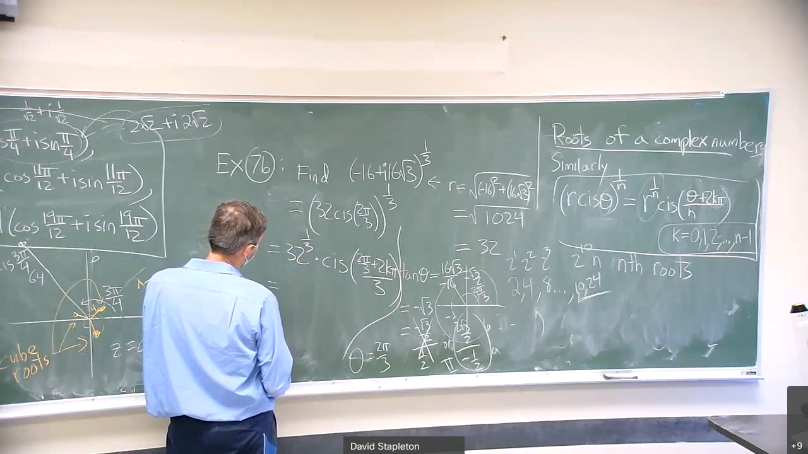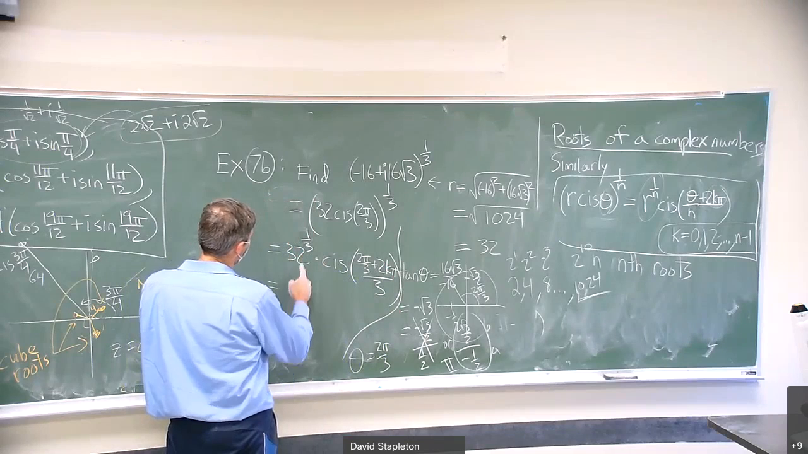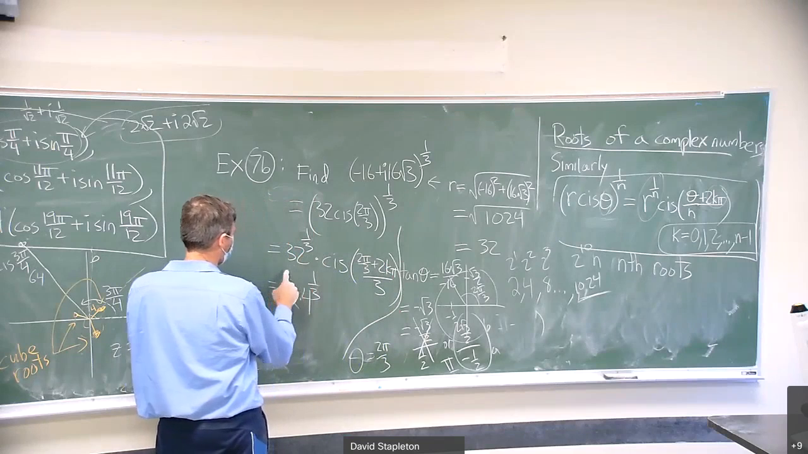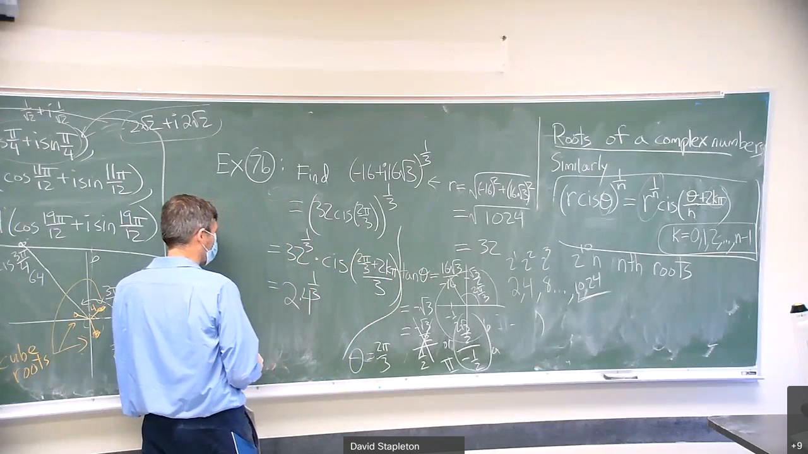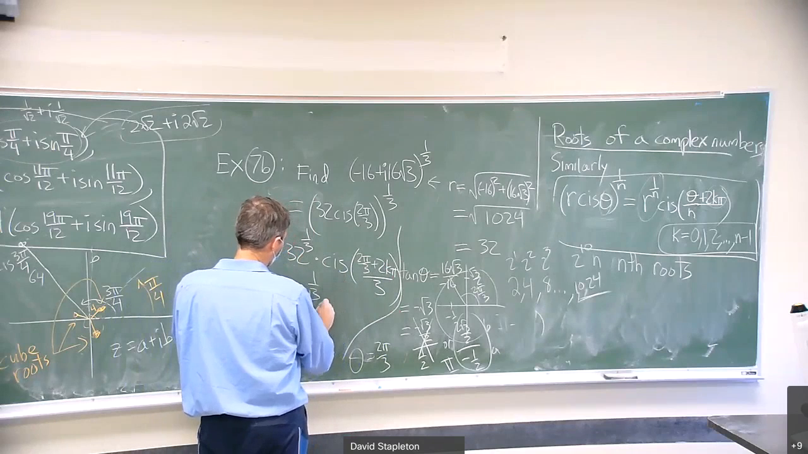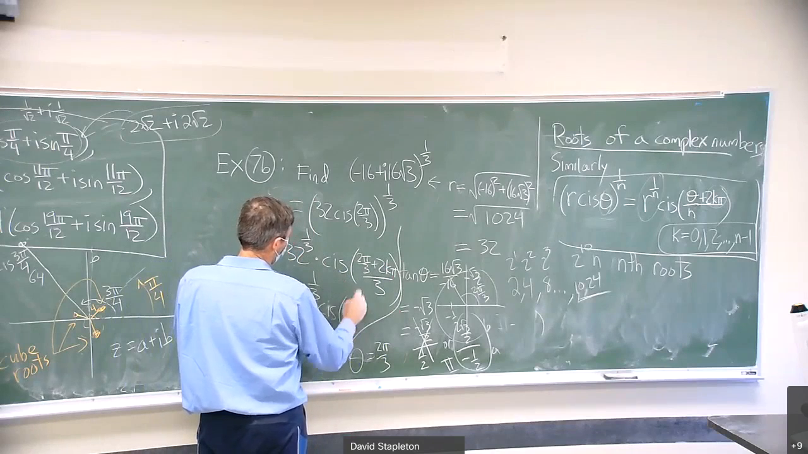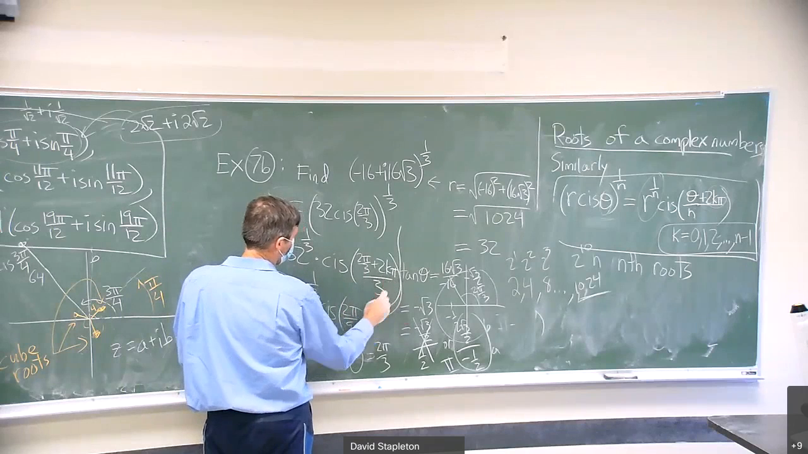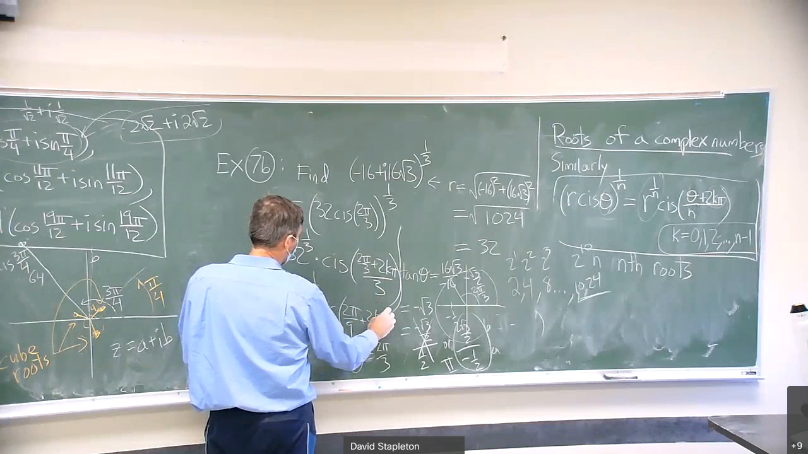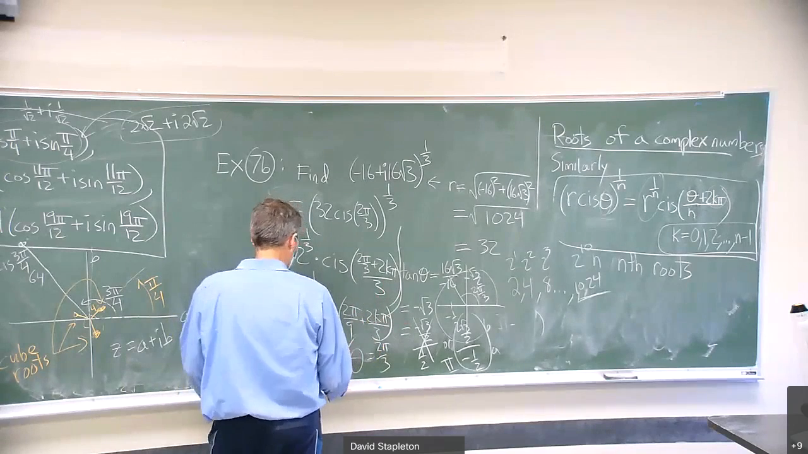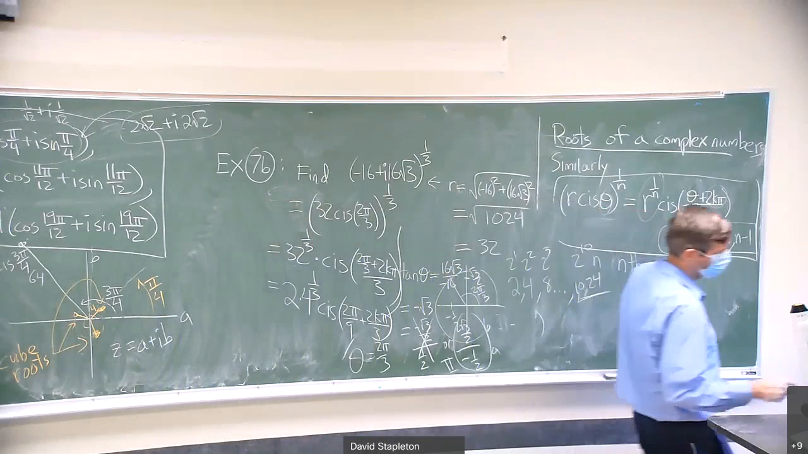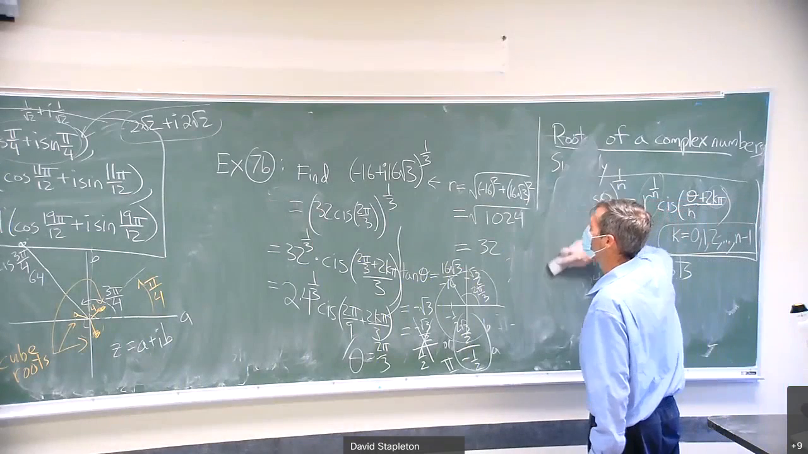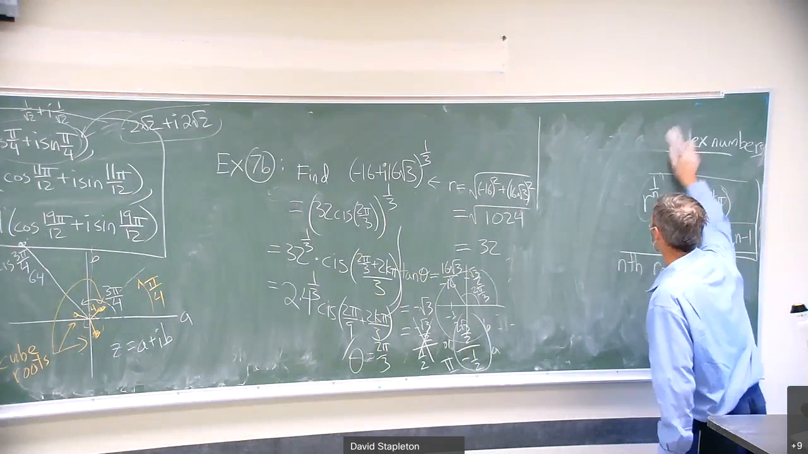I can take it as cube root of 8 is 2, and then that's times 4 to the 1/3. I write 32 this way, 2 times 4 to the 1/3. And then this one is cosine plus I sine of 2 pi over 9, dividing the first part by 3, plus 2k pi over 3. Those are the 3 complex numbers that are cube roots of minus 16 plus I 16 square root 3.